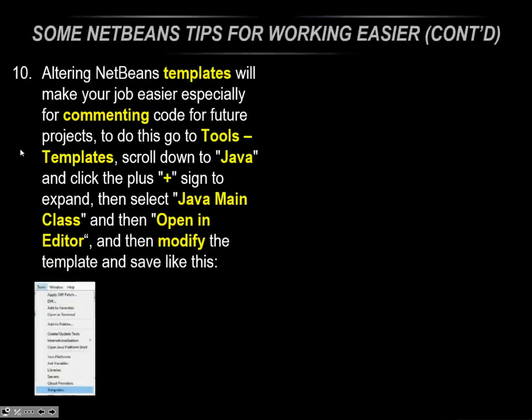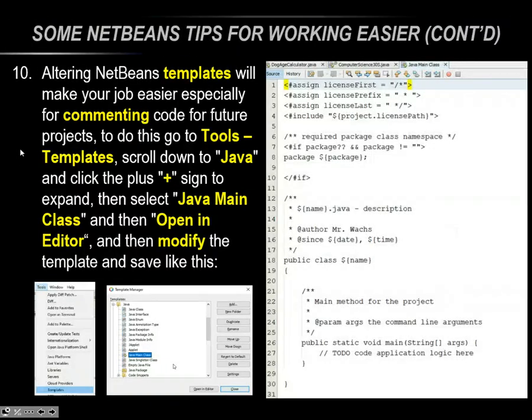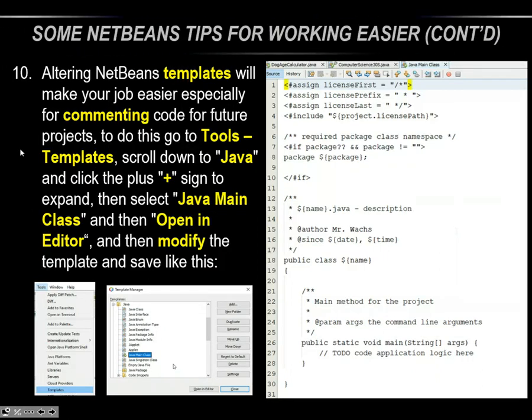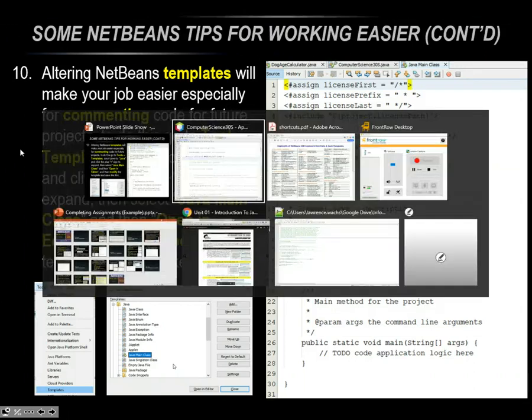Okay, next up, there's a template that you can edit in NetBeans, which will automatically adjust the commenting block at the top of your code for you. And this is really handy, so you only have to do this once, and then it will remember the setting. But to do this, go to Tools, Templates, scroll down to Java, click on the little plus sign, expand it, select Java main class, then select Open in Editor, and then you'll type in the modification. Again, I'll just show this real quick.